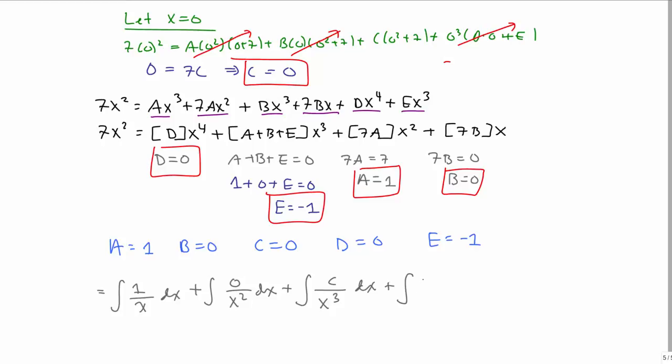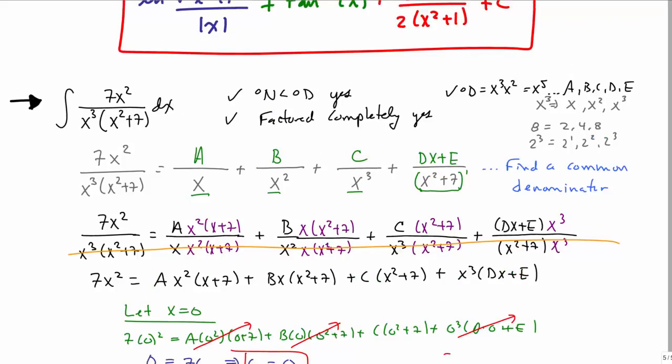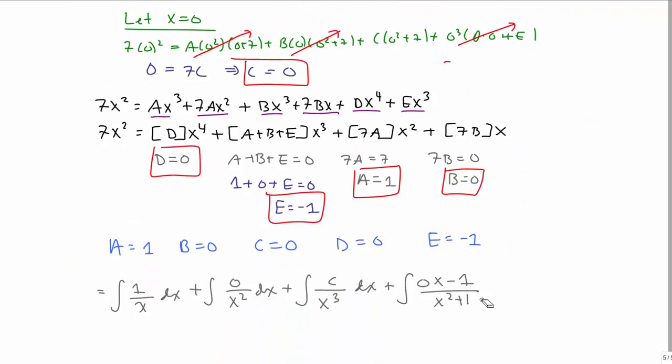Now my last one was the integral of (0x minus 1) all over x squared plus 7 dx. Notice, I'm just writing these out. I know that these are equal to 0. C was 0, so I can just plug a 0 in there. Notice this term, the second and third term here, goes away.